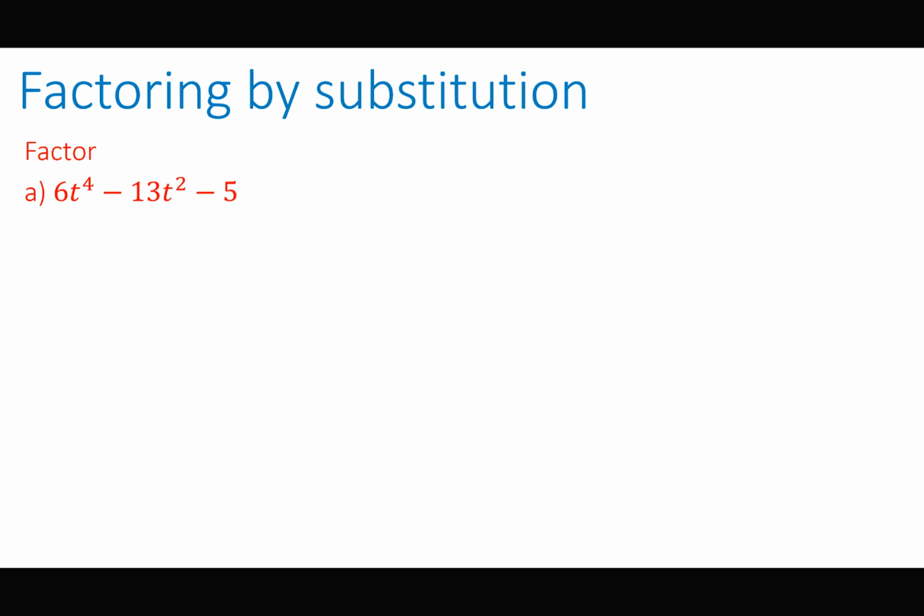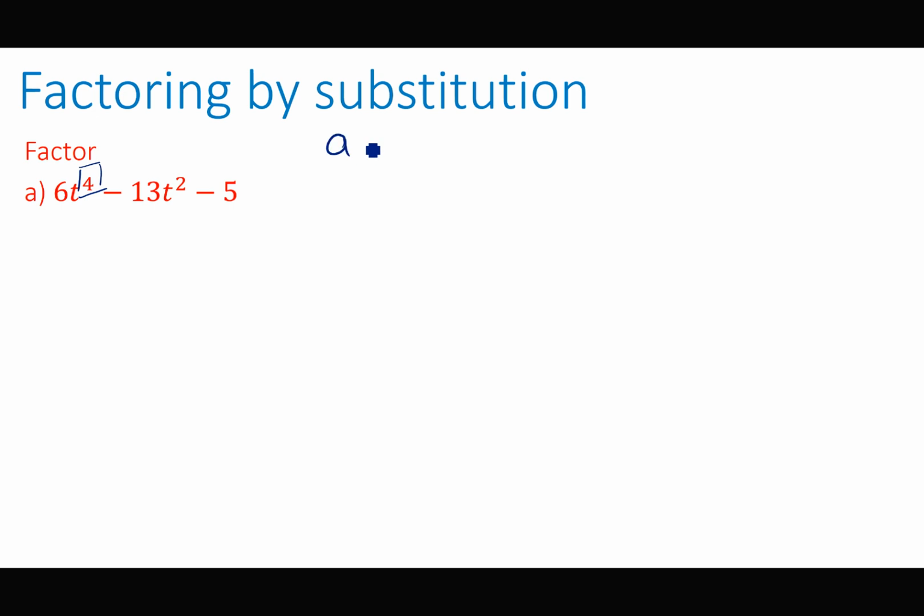Okay. All right. Let's take a look at this one and then we'll be done. If we were to factor this, 6t to the fourth minus 13t squared minus 5. So this is factoring by substitution. So I have a degree 4 polynomial. So degree 4, it's not a quadratic. I can't do my cross or anything. I would look to see if there's a greatest common factor. There's not a greatest common factor. It's not a difference of cubes. It's not a difference of squares.